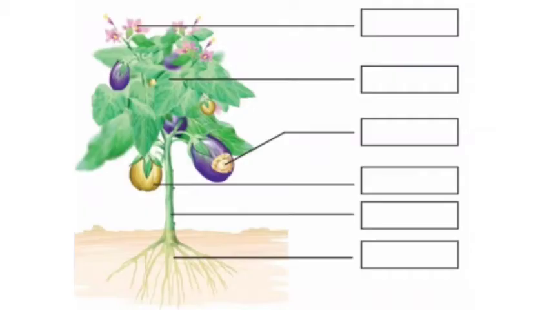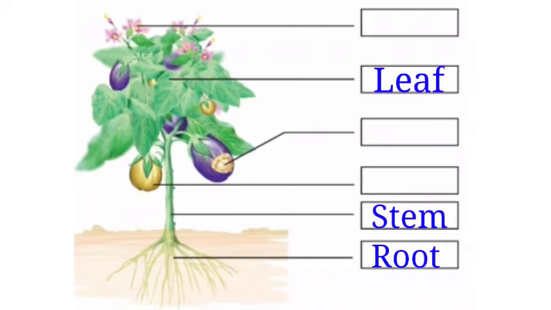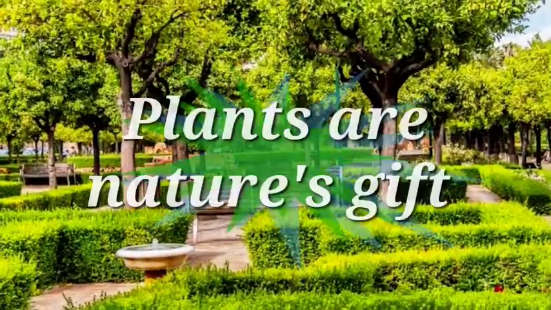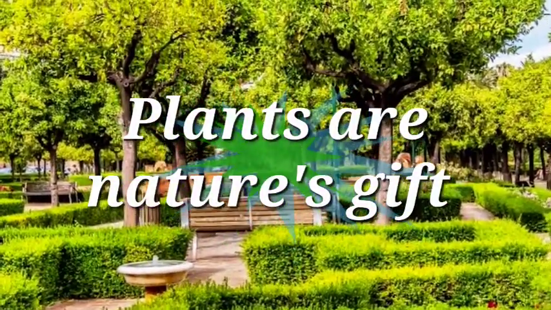Children, this is a small plant. Shall we label the parts of the plant? Yeah. Root, stem, leaf, flower, fruit, seed. Plants are nature's gift.